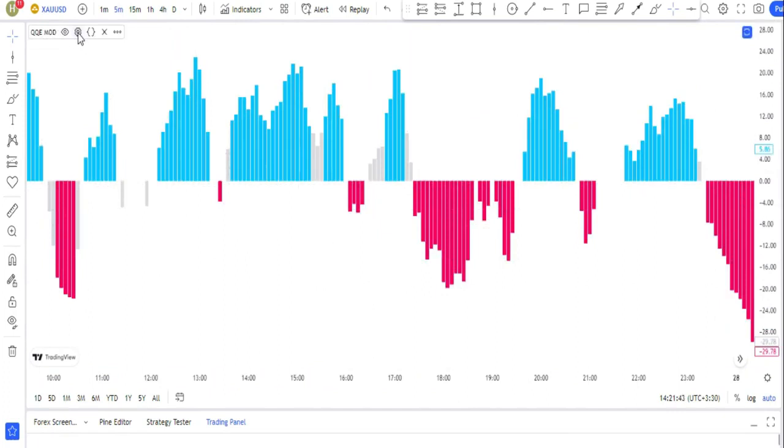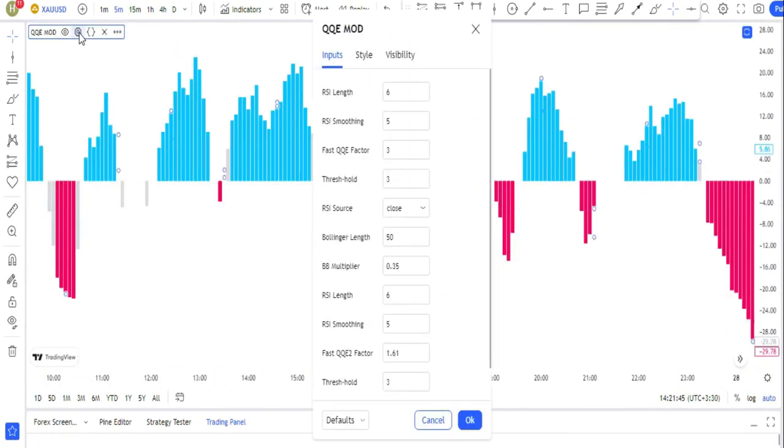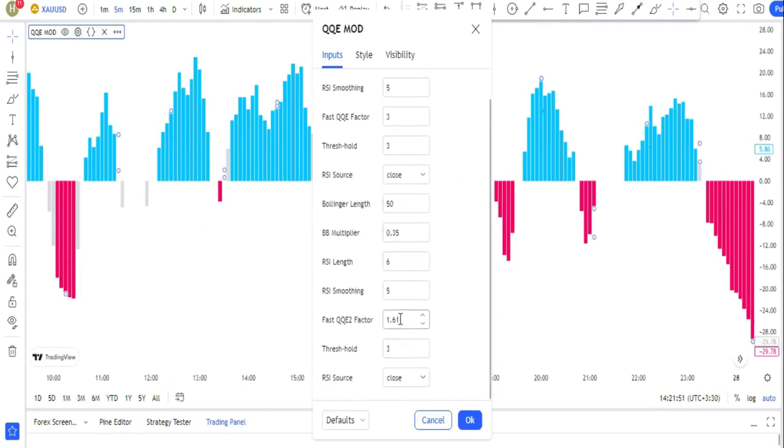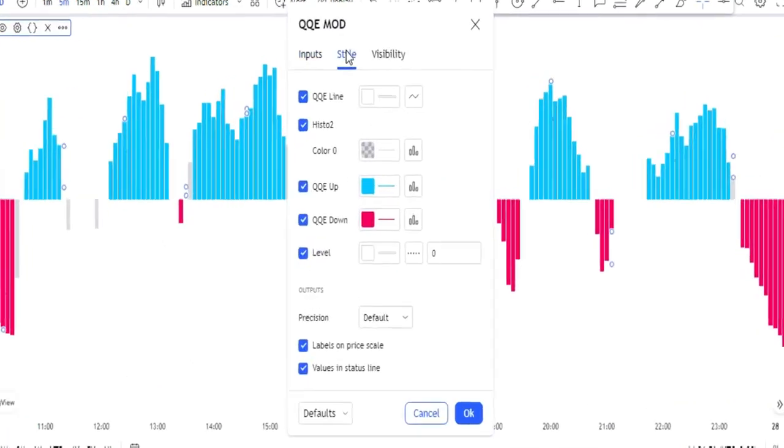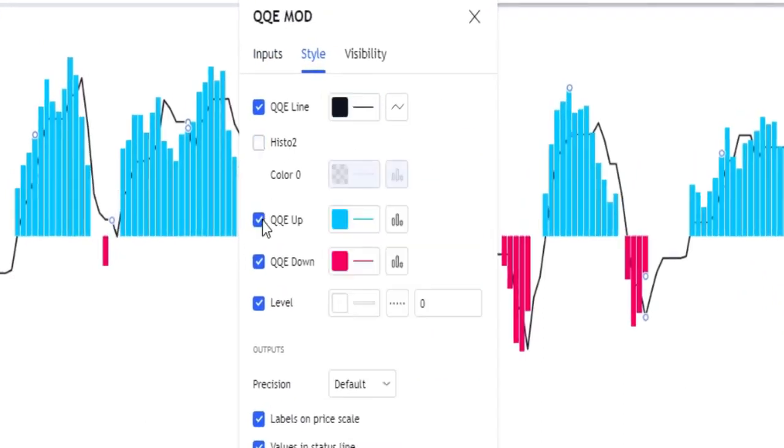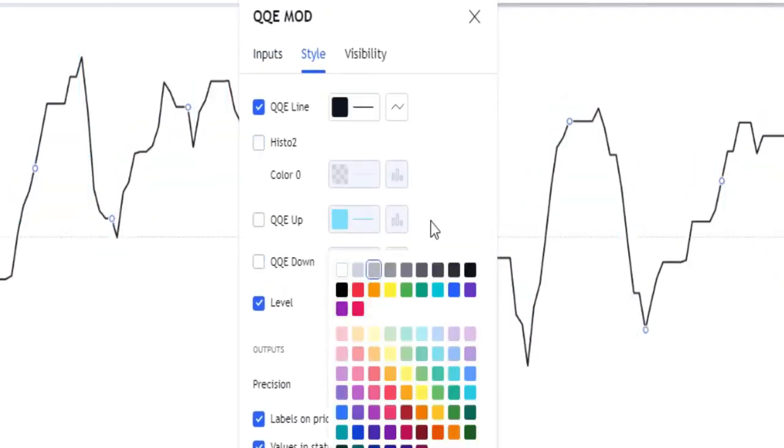Now in the settings of this indicator, we have to apply the desired adjustments. In the Inputs tab, we will use the default settings. But in the Style tab, we need the QQE line and 0 level option, so disable other options.